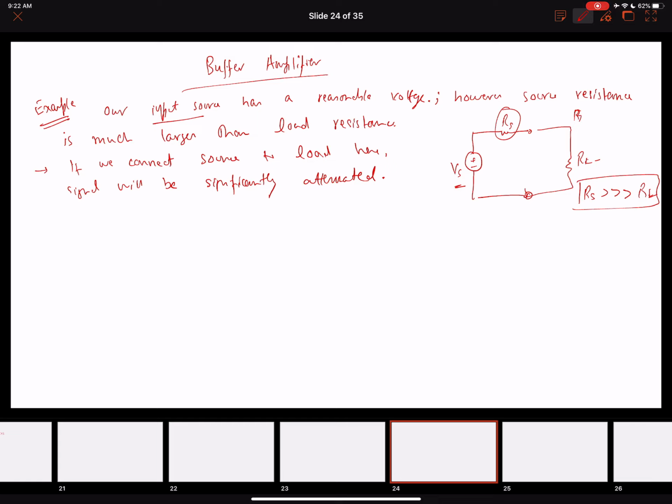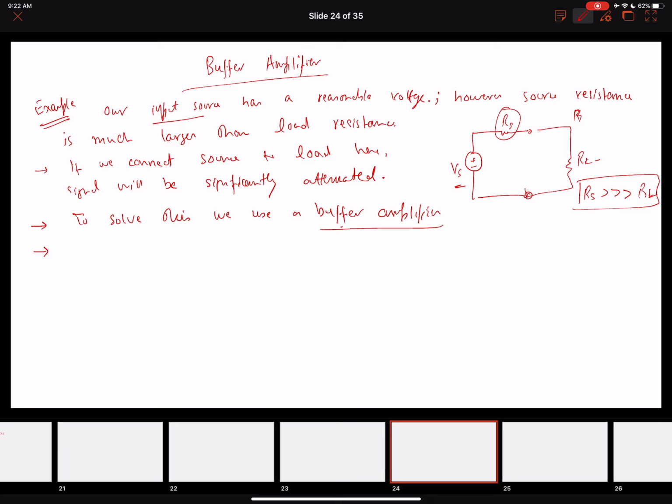Right? So in order to solve this problem, we use a buffer amplifier. So what is a buffer amplifier? A buffer amplifier has the same characteristics as an amplifier. The input resistance is going to be very high and the output resistance is going to be very small. The only difference is that the gain of that amplifier is almost equal to unity, right?